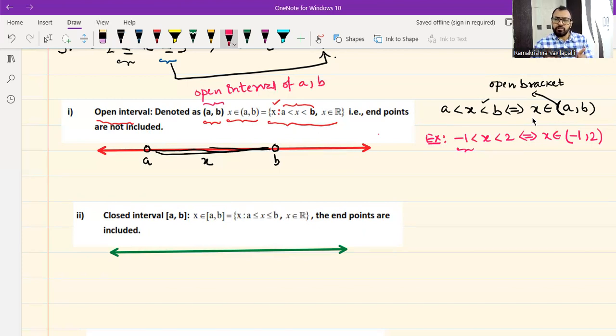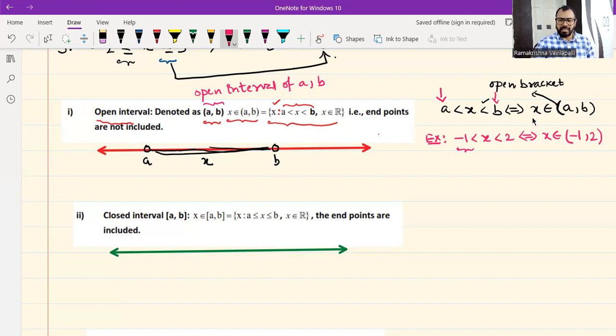So now what is meant by open interval of a comma b? If x lies between two quantities a and b, then we write x belongs to open bracket, left hand point, comma, right hand point, and again open bracket. One is the open, another one is closed. So this is the left hand number, this is the right hand number.